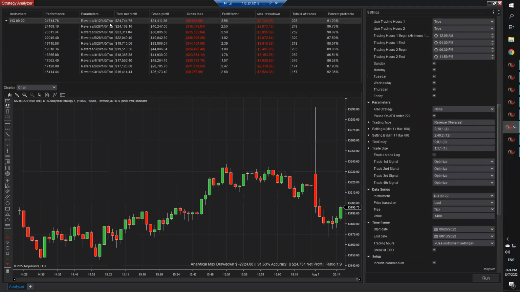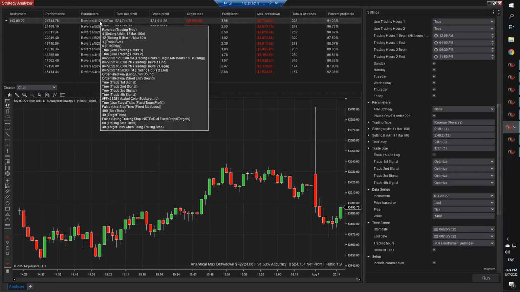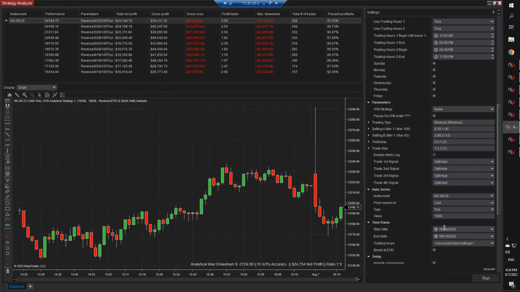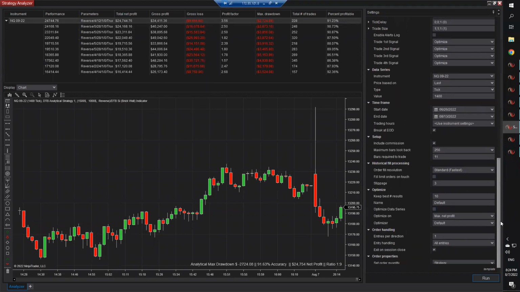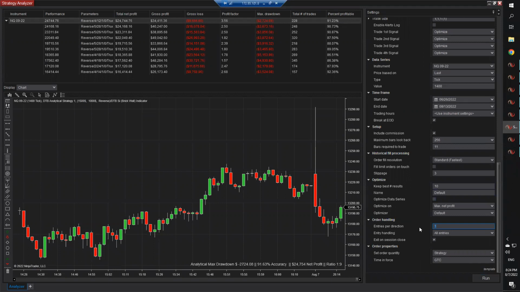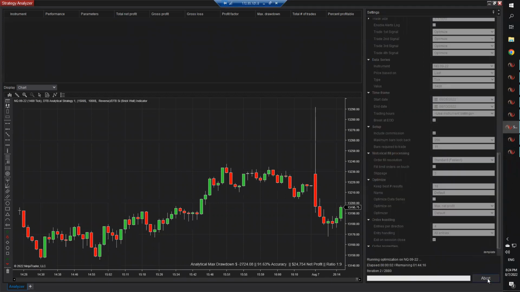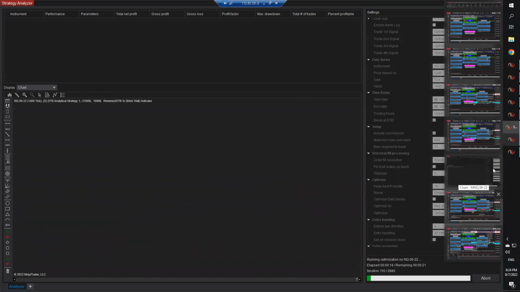Even though I selected optimize, I guarantee you that if I were to go up to 4 entries per direction on here, oh my God, it's going to produce absolutely incredible results. I think the 24,000 is probably going to go up to 30,000 over that period. So I'll let this run in the background. Let's see if we can have a look at anything else while that is working.